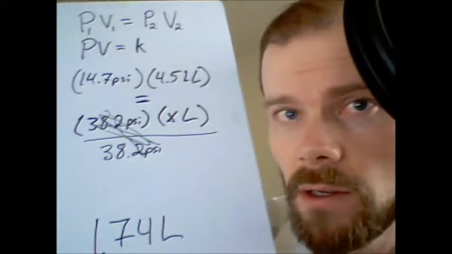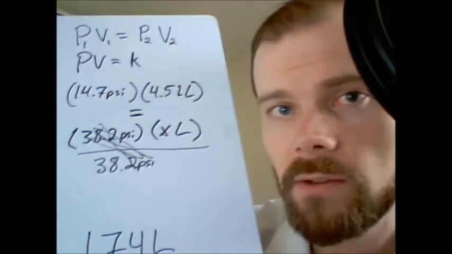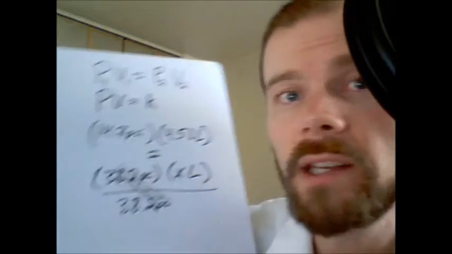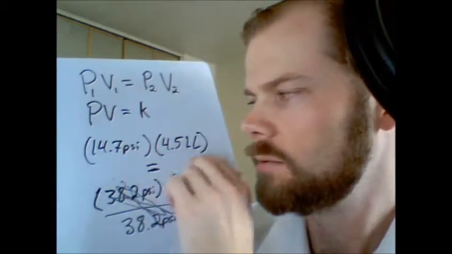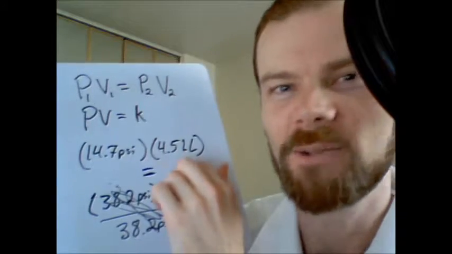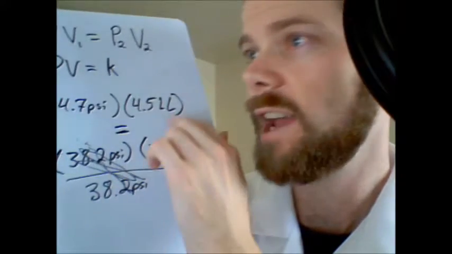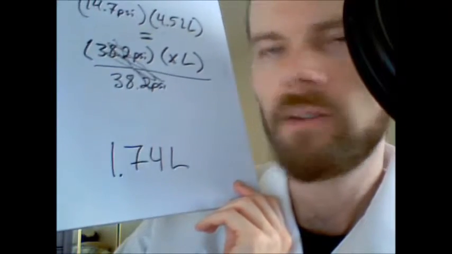Does that make sense? Well, yeah, that's the volume we were expecting. We were expecting to have a volume less than half of the original volume right here. This one's the volume, not that one. So we were expecting something less than half of this 4.51. We got 1.74. That's less than half of the original. We're good. All right, so that is the solution to the Boyle's Law problem.